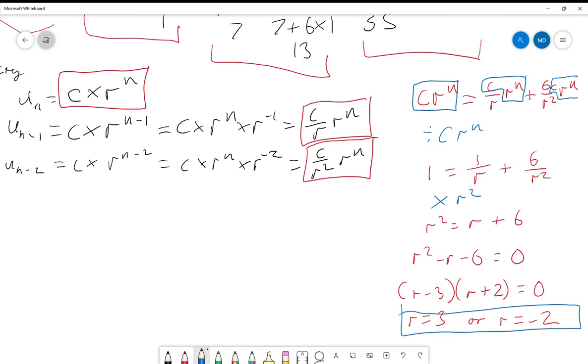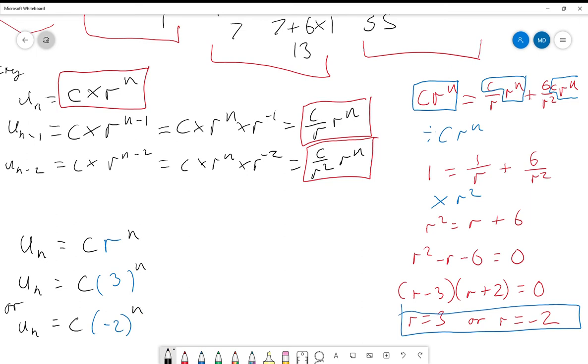Now, we have to ask ourselves, what does that mean at this point? What does it mean to say r equals 3 or r equals negative 2? Well, we want to go back to what we were saying r was. We're saying r is the multiplier in our solution. We're saying if we have a solution of un equal to c times r to the n, then our possible solutions are going to be un is equal to c times 3 to the n, or un is equal to c times negative 2 to the n. And our c would be our thing that we have to work out from our initial conditions.